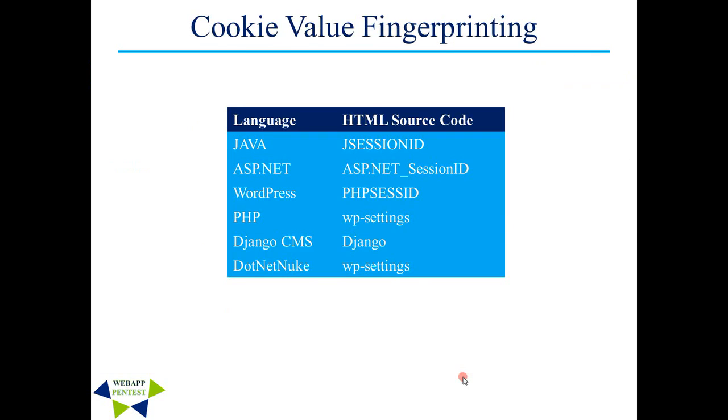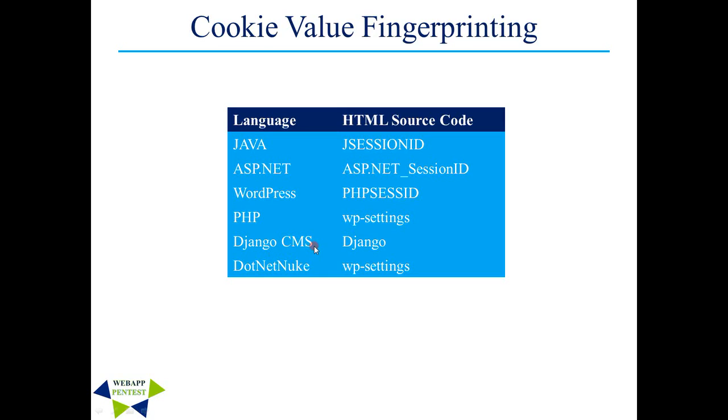The next one is cookie value fingerprinting. We can also gather information about what technology it is using by looking at the cookie parameter in the HTTP request. If it's using JSESSIONID as the cookie value, it might be using Java. If it's using ASP.NET_SessionId, then it's using ASP.NET. Similarly, if it's using wp-settings, it might be using WordPress. And if it's using Django, it might be using the Django framework.